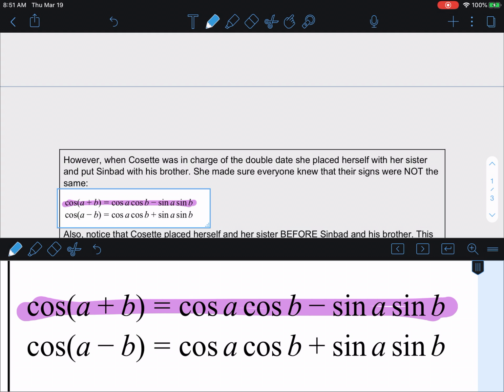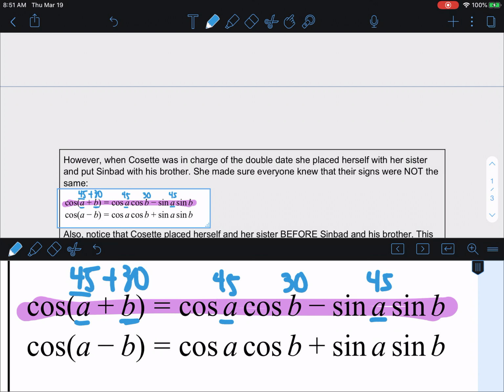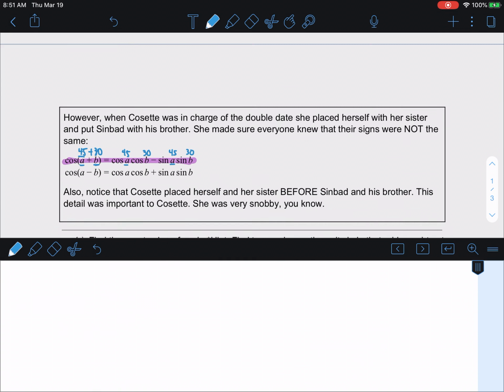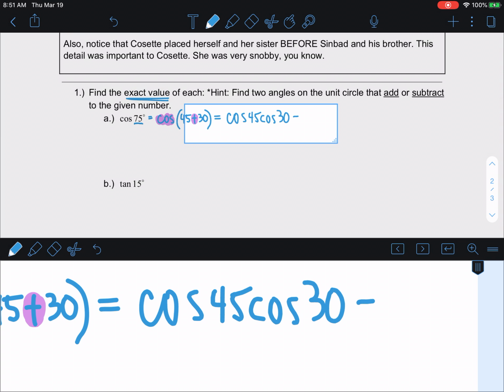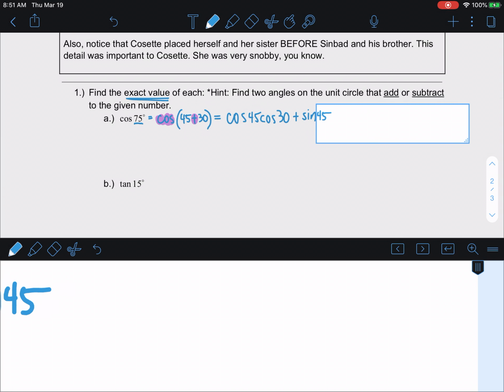Because I said I'm going to use 45 plus 30, this means that whenever I see an A, I'm going to replace it with 45. So I'm going to have cosine of 45 and sine of 45 there. And whenever I see a B, I'm going to replace it with a 30. So when I write this out, I'm going to have cosine of 45 times cosine of 30 plus sine of 45 times sine of 30.